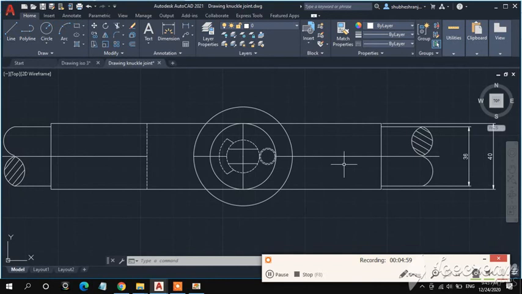Then you have to go to arc, 3-point arc, then select from the midpoint and this. This one is approximately a 6 mm diameter semicircle, and this is also 6 mm. Then this is the hatching, it's called hatching. This side also hatching.